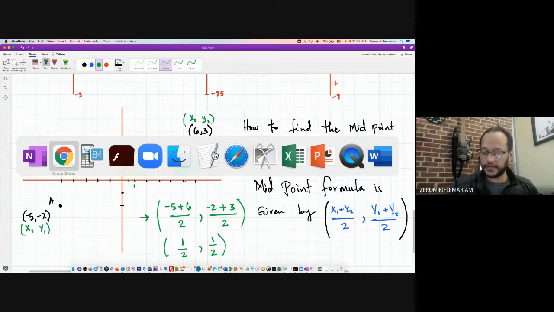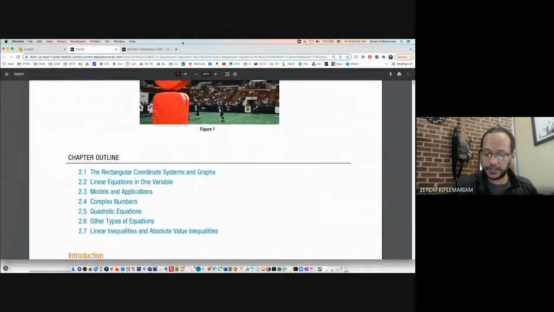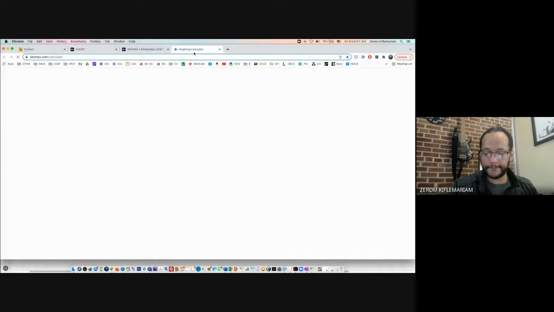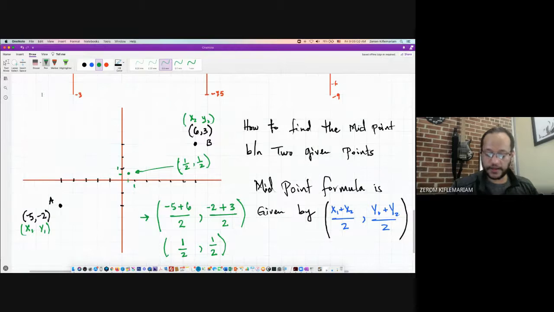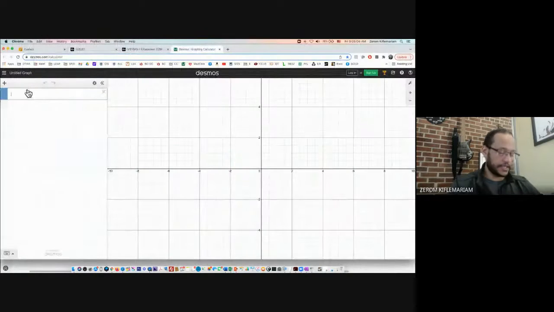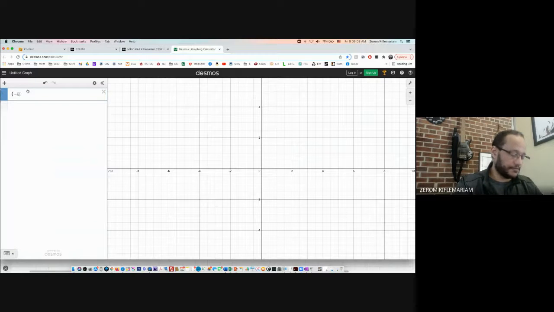Let me see if I can do this a little bit neater using Desmos. We had -5, -2. Please confirm if you are able to see -5, -2.